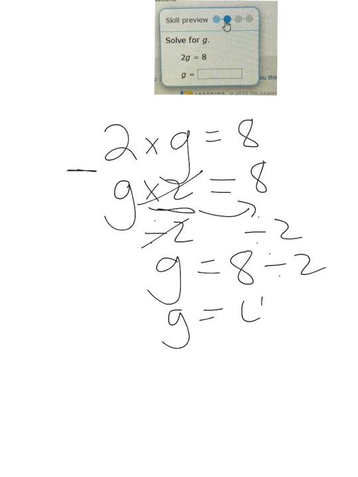G equals 4. Please keep in mind for a lot of this practice activity, you probably won't have to actually write down the steps. You can just figure out in your mind 2 times what equals 8, it's 4, and write that in. But I'm trying to introduce you to these specific steps because they will become important later.